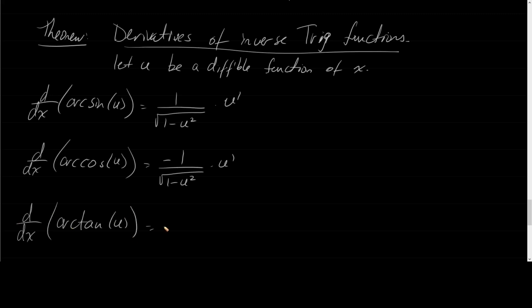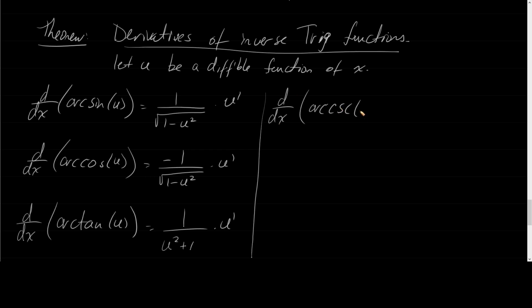The derivative of arctan of u, well, we just kind of figure that one out. It'll be 1 over u squared plus 1, but then because of the chain rule, times u prime. The derivative with respect to x of arc cosecant of u would be negative 1 over the absolute value of u times the square root of u squared minus 1 times u prime.